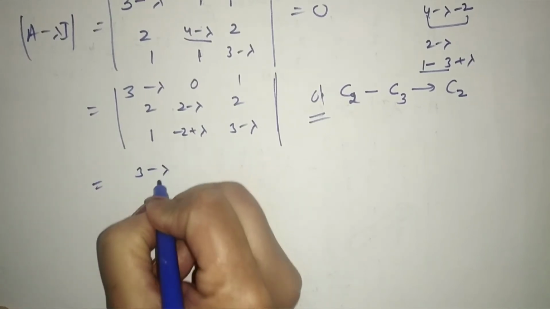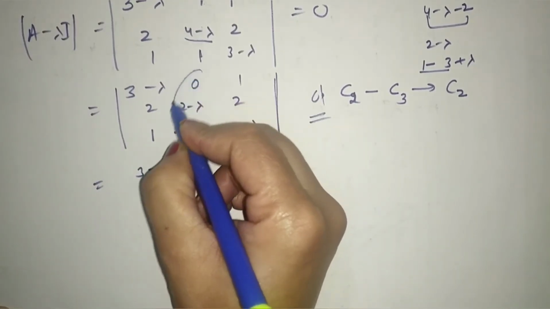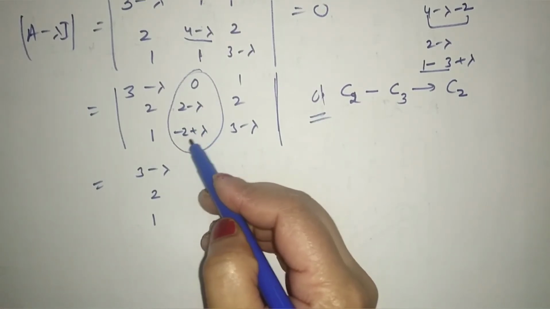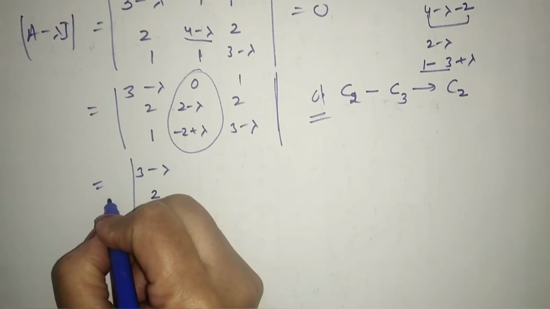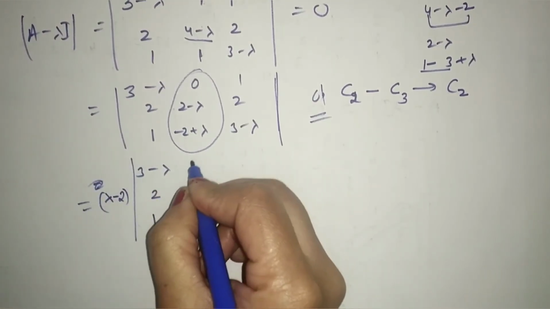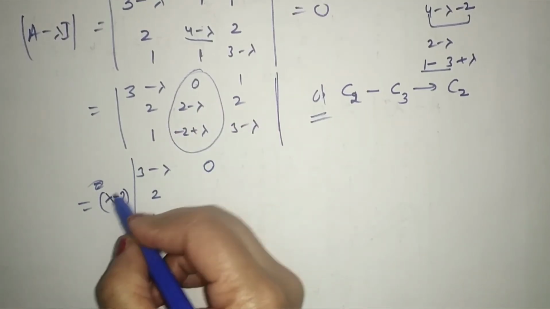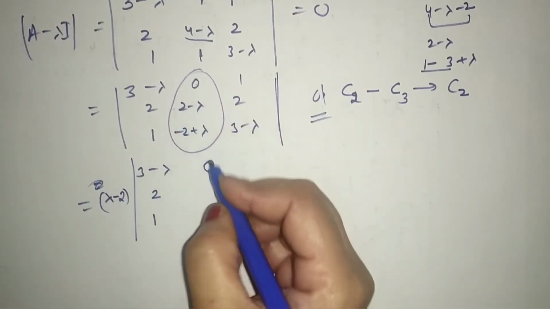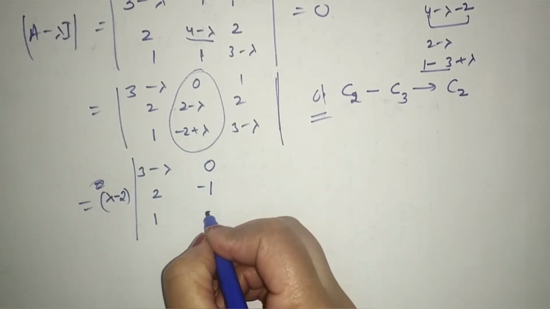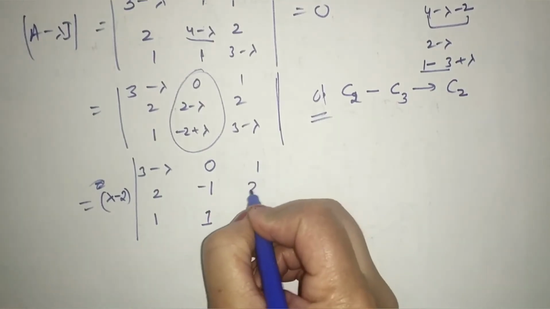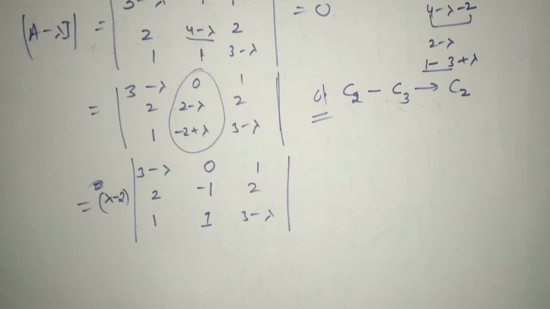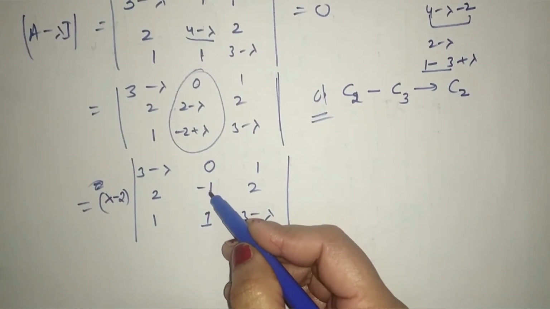Now this is 3 minus lambda, 2, 1, and you can see in this column 2 minus lambda or lambda minus 2 is common. So I have written lambda minus 2 common from the second column. So 0, lambda minus 2, it is minus lambda plus 2, so minus 1 will remain. Lambda minus 2 is common, so it is 1 here. The rest of the terms are as they are.